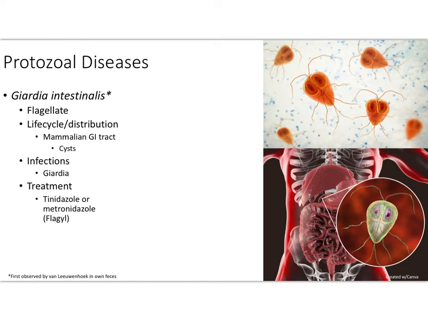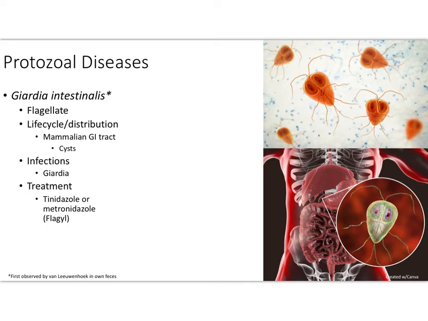He actually took his own fecal matter, put it onto a slide, and checked it out with his little microscope, and he saw this. So Giardia intestinalis is a flagellate. In terms of its life cycle and distribution, it's found primarily associated with the mammalian GI tract, which does include humans. Humans are mammals.